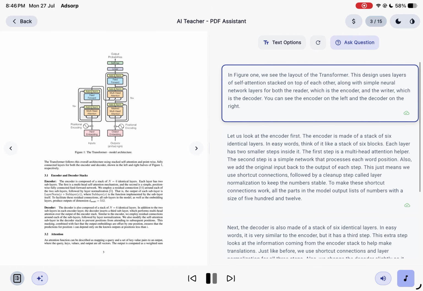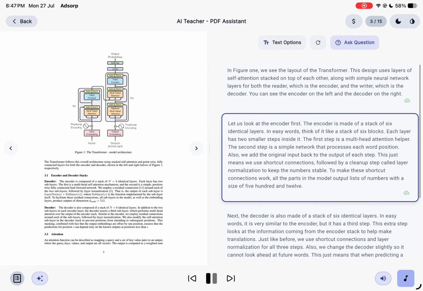In Figure 1, we see the layout, the transformer. This design uses layers of self-attention stacked on top of each other, along with simple neural network layers for both the reader, which is the encoder, and the writer, which is the decoder. You can see the encoder on the left and the decoder on the right. Let us look at the encoder first.